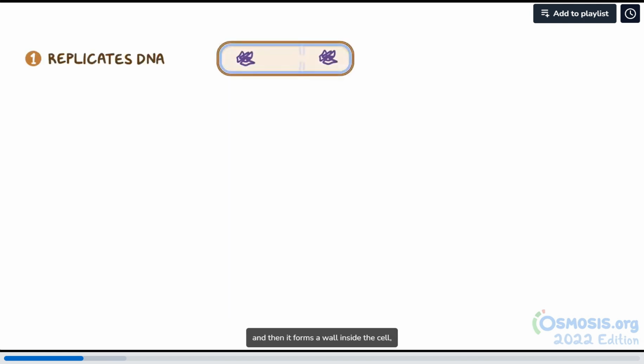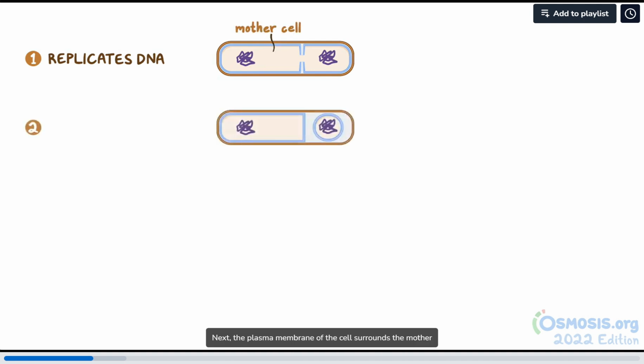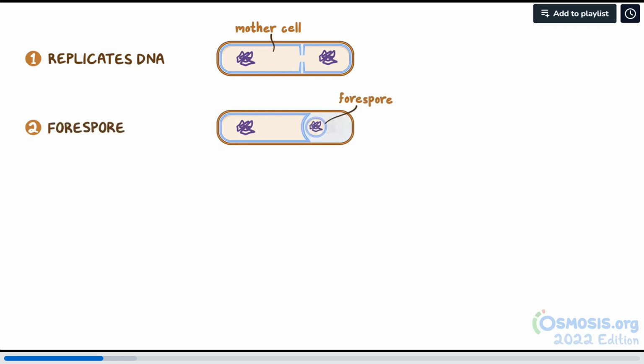Endosporulation describes a process in which the bacteria starts by replicating its DNA. Then, it forms a wall inside the cell, isolating a portion from the rest of the cell. Let's call it the mother cell. Next, the plasma membrane of the cell surrounds the mother cell and then pinches it off, forming a separate body known as a forespore. The forespore then invaginates into the mother cell and gets completely engulfed by it.